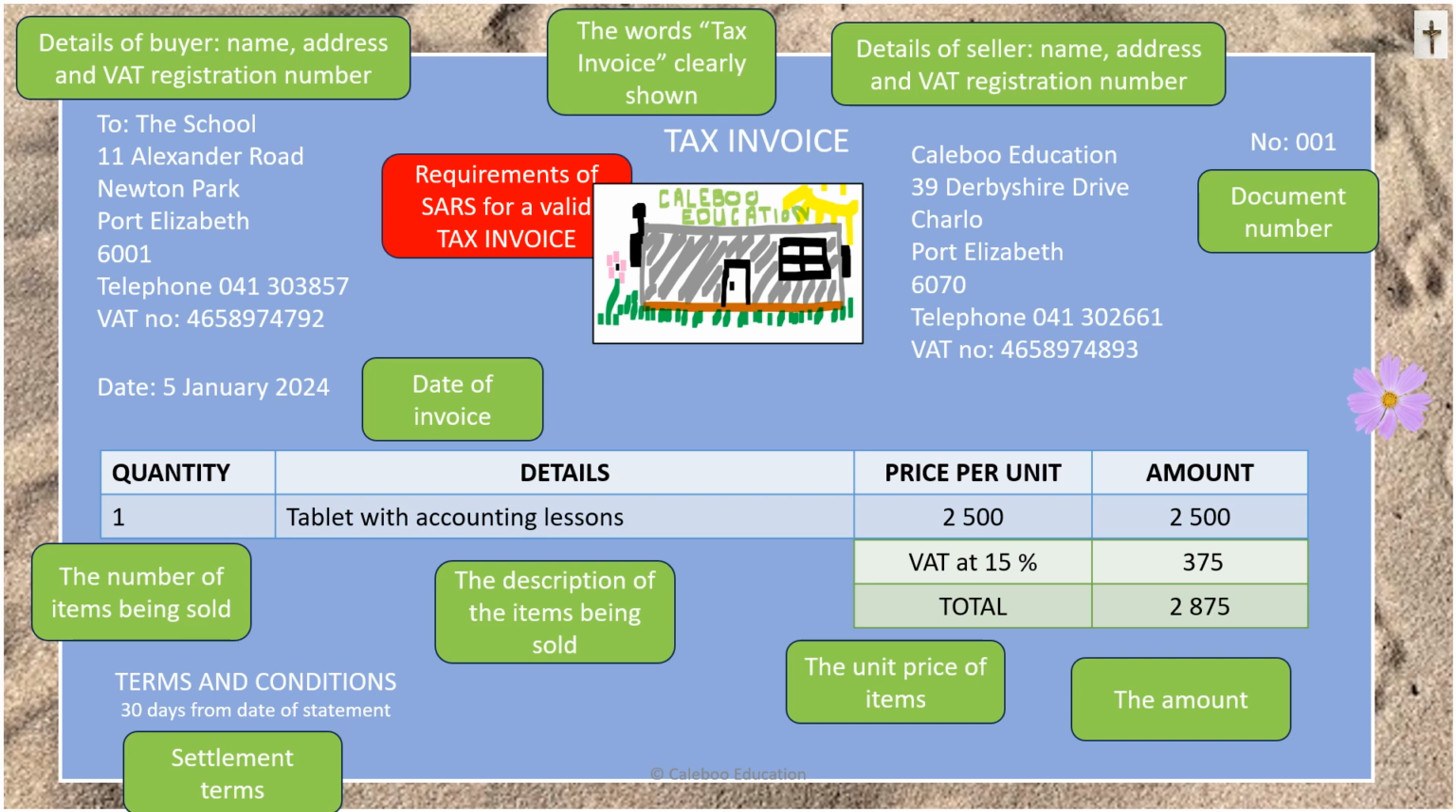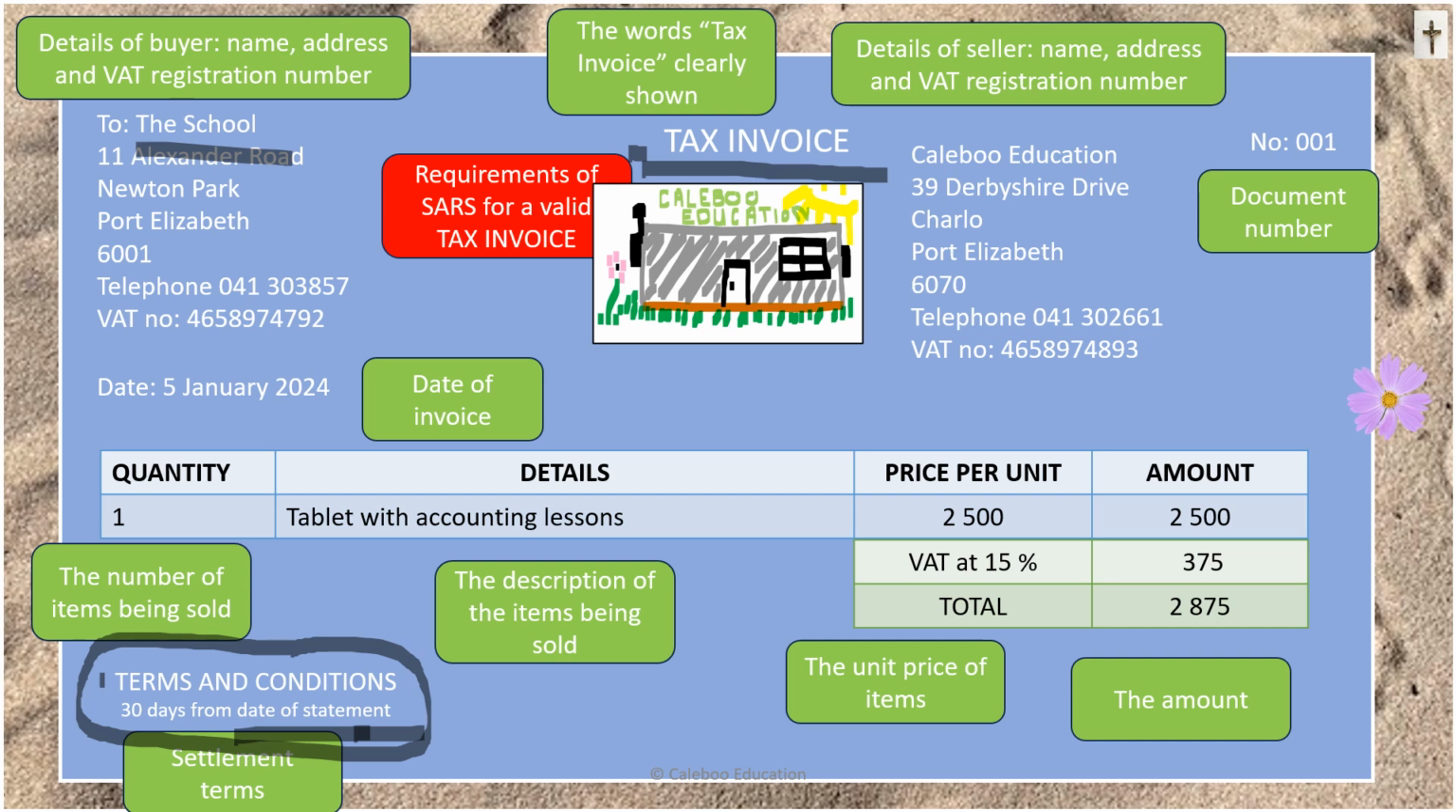This document, a tax invoice, records a credit sale. It could have said credit invoice, but this is a document that is going to record all the sales that we make to the school. Remember, when we sell an item on credit, there are terms and conditions involved. The school will have to pay us within 30 days of the statement being issued.